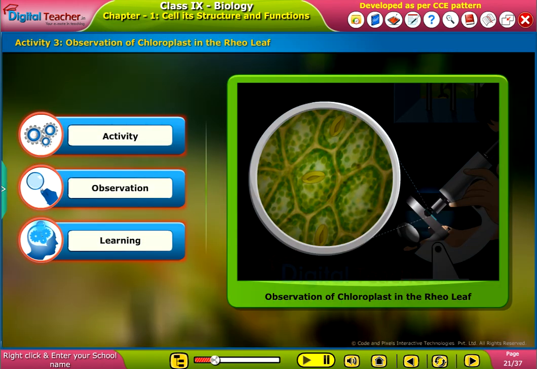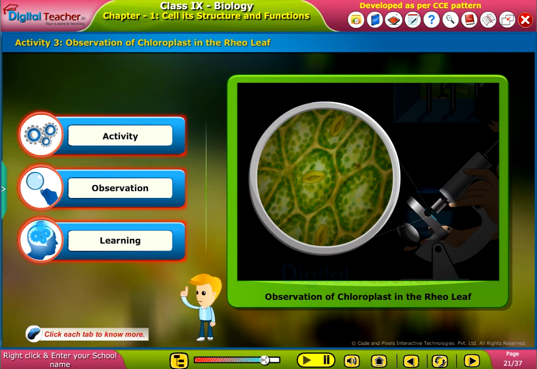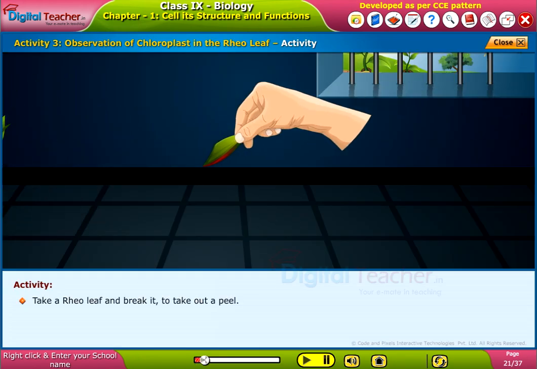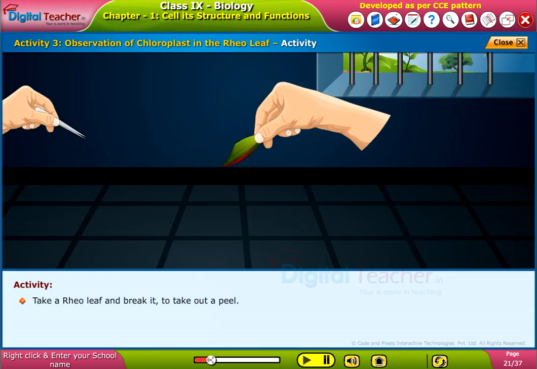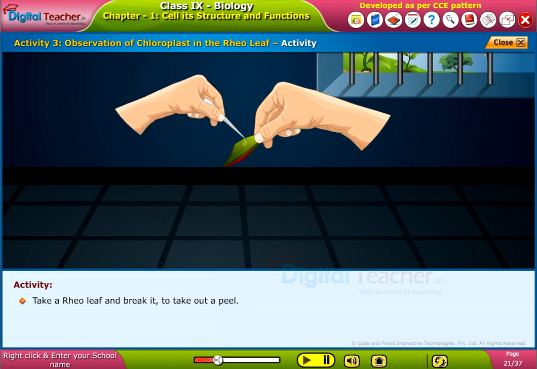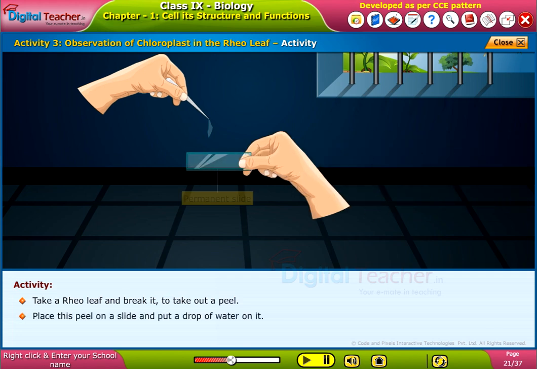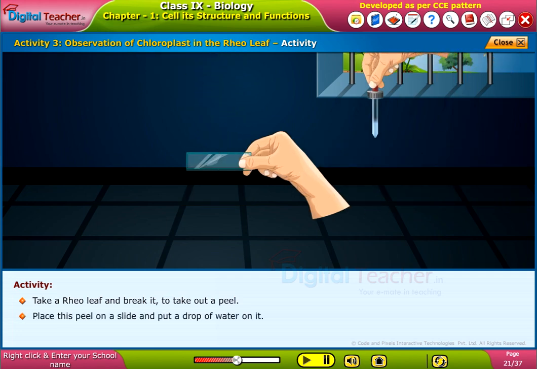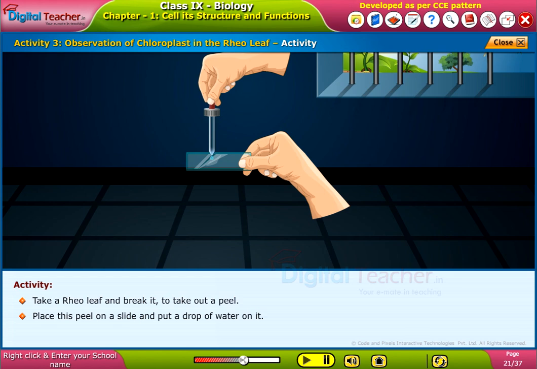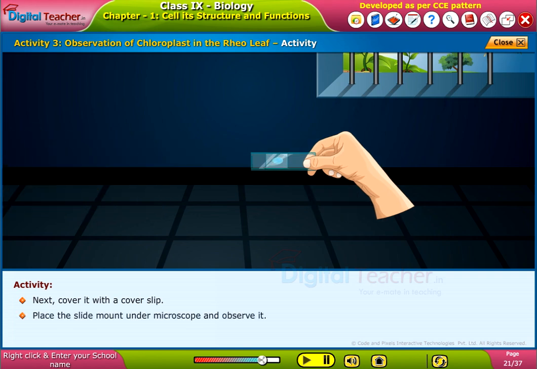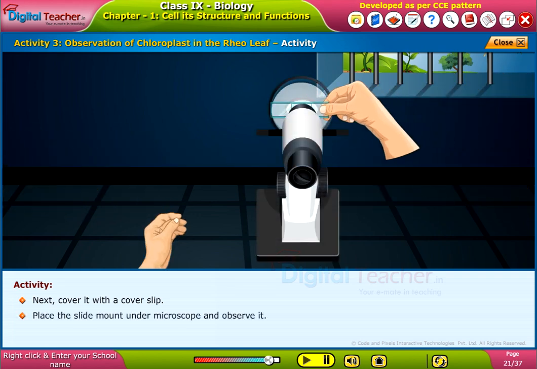Here, let us perform an activity to observe the chloroplast in real leaf. Click each tab to know more. Take a real leaf and break it to take out a peel. Place this peel on a slide and put a drop of water on it. Next, cover it with a cover slip. Place the slide mount under microscope and observe it.